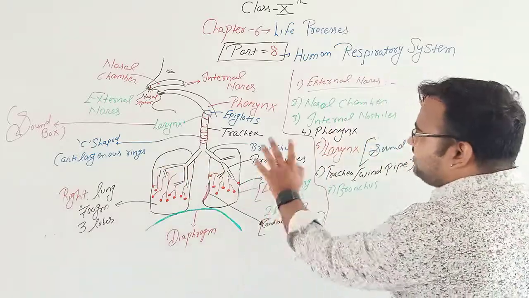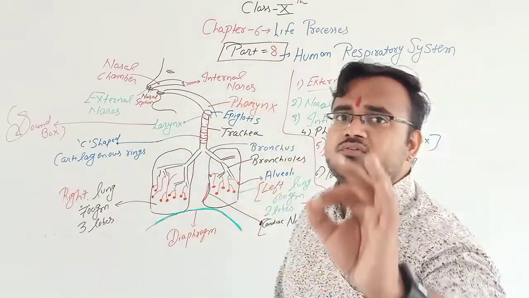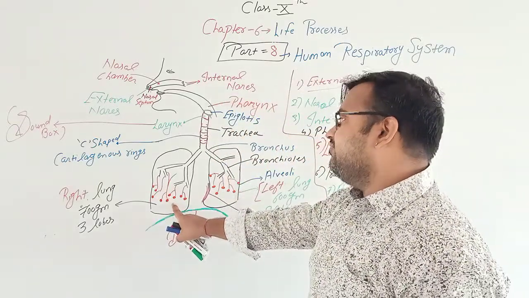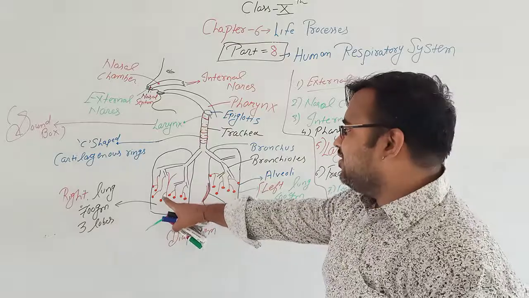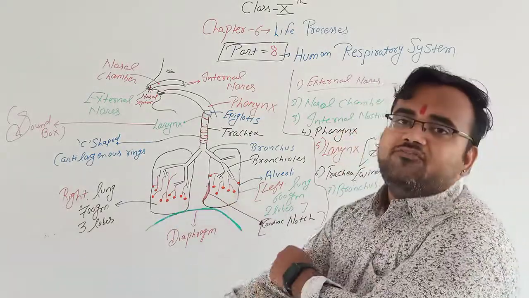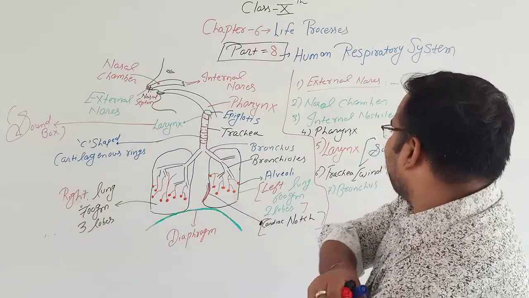After the bronchioles, the most important structures are there, which are known as alveoli. See, these balloon-shaped structures are known as alveoli. We will discuss the alveoli in detail.